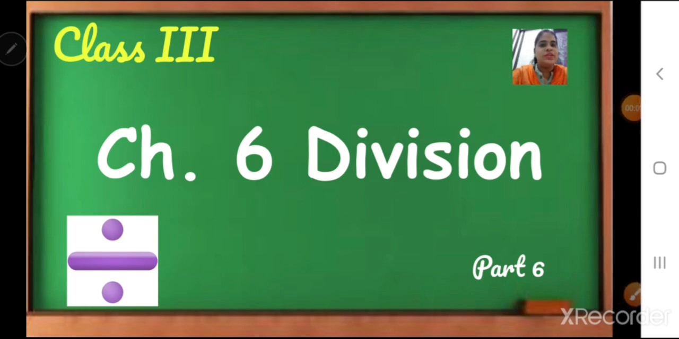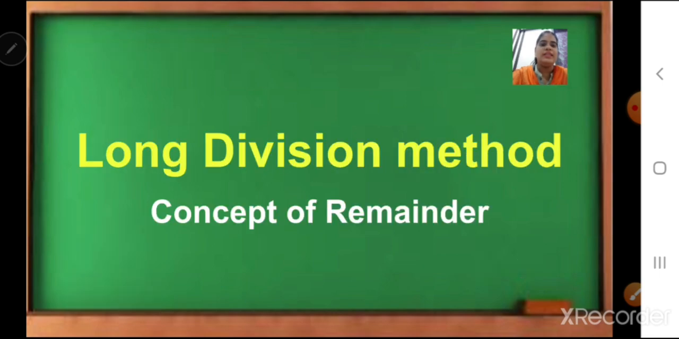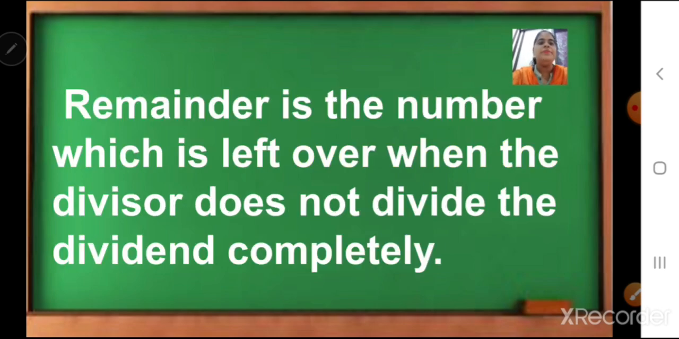Let us continue with our chapter number 6, division. Children, in our last class we have learned the long division method, right? Today we are going to extend that topic and understand the concept of remainder. Now children, what is remainder? Remainder is the number which is left over when the divisor does not divide the dividend completely.